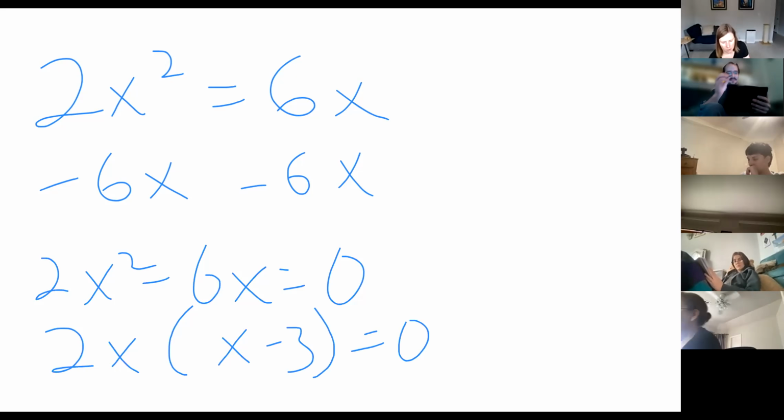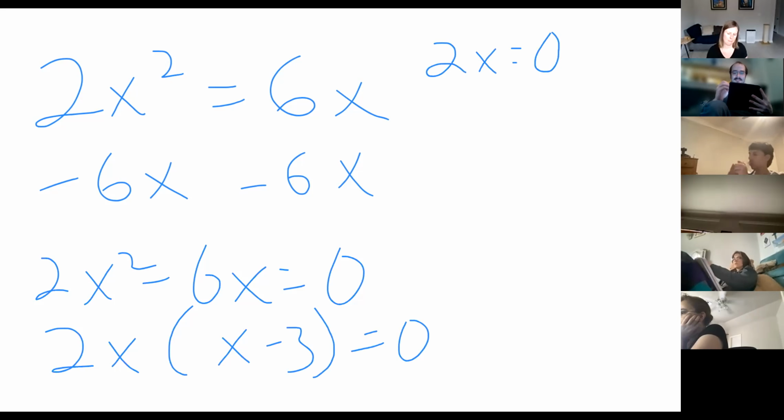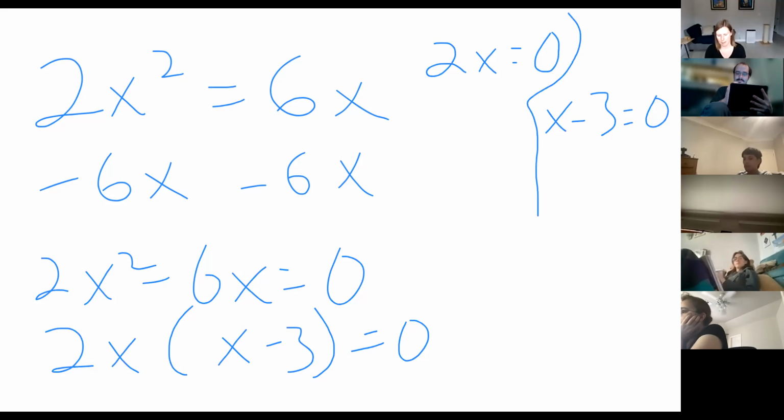Okay, so you skipped a few steps there, but let's break it down. So the first thing I see there is what? You have your GCF. I have a 2x, right? So one possibility is that 2x is 0. The other possibility is that x minus 3 is 0. That other term there, the x minus 3, is 0. So if 2x is 0, your x is 0. I divide both sides by 2. 0 over 2, is that okay? No.